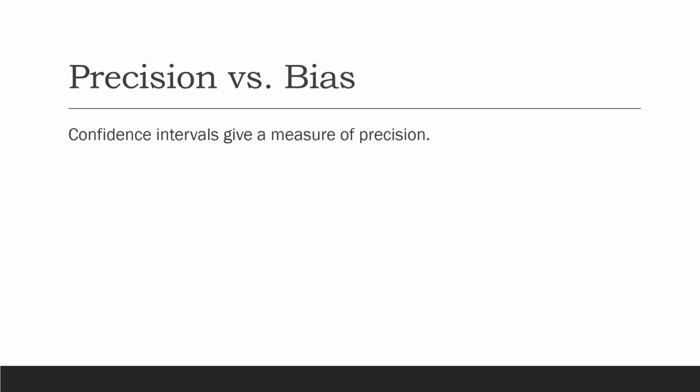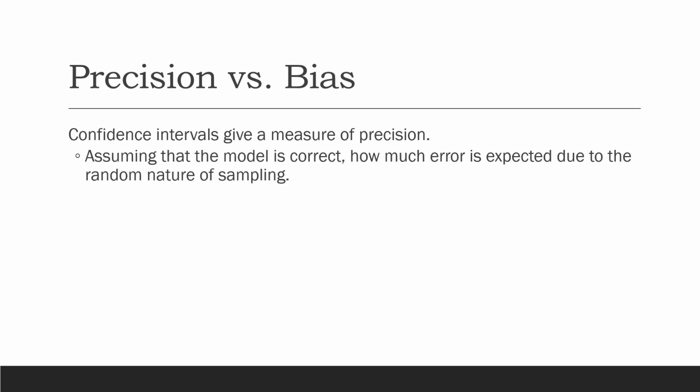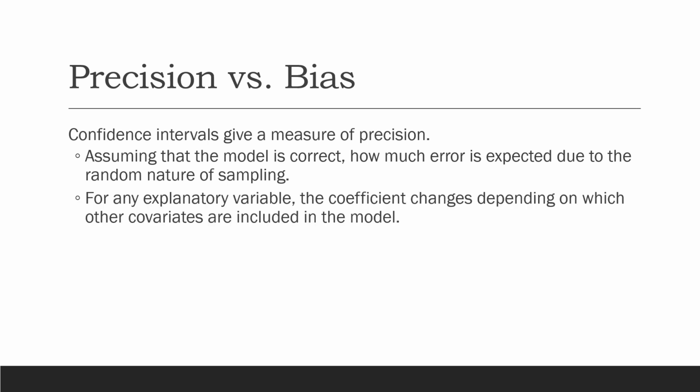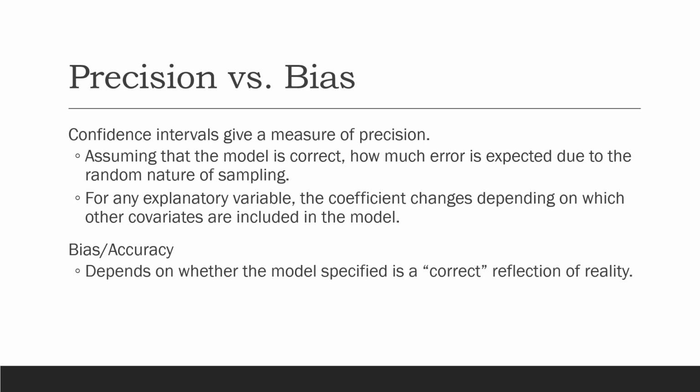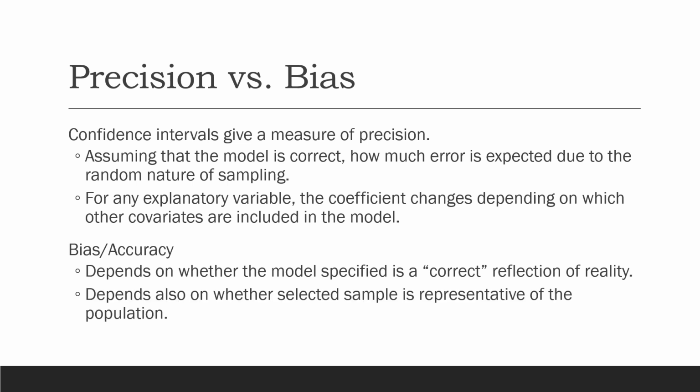So confidence intervals give us a measure of precision. Assuming that the model is correct, they tell us how much error is expected due to the nature of random sampling. For any explanatory variable, the coefficient and its associated confidence interval is going to change depending on what other covariates are included in the model. Bias, or accuracy, depends on whether the model is specified in a way that correctly reflects reality. It also depends on whether the sample is chosen in a way that is representative of the population that we're trying to summarize.